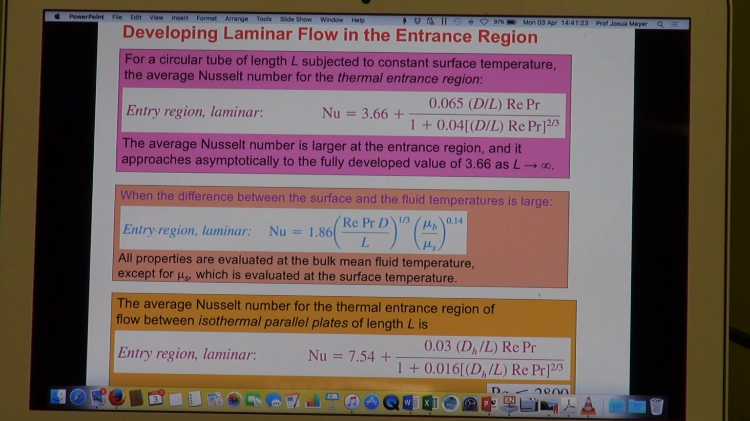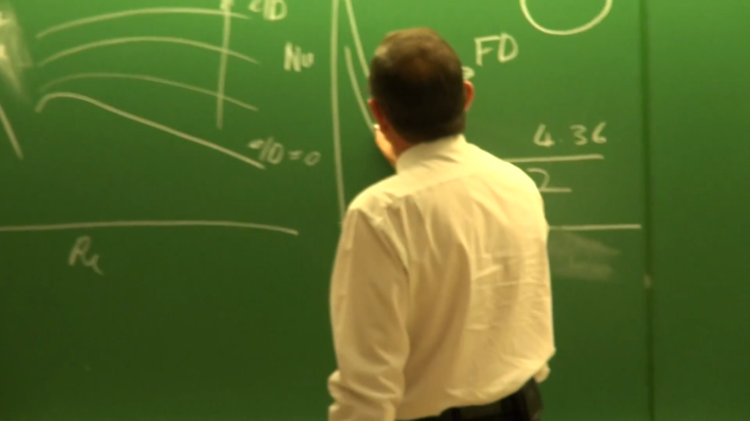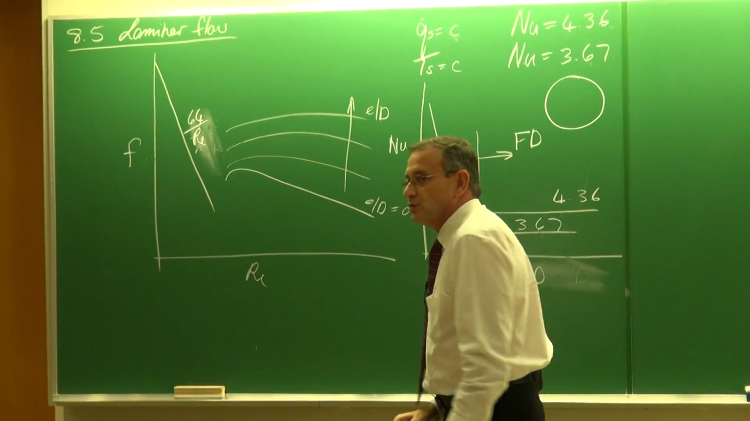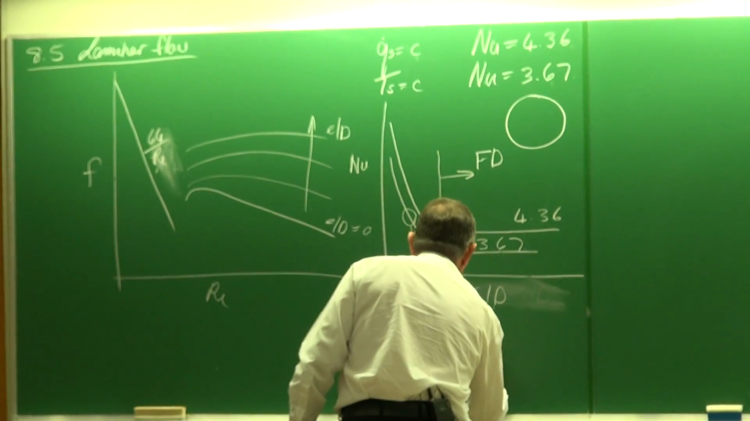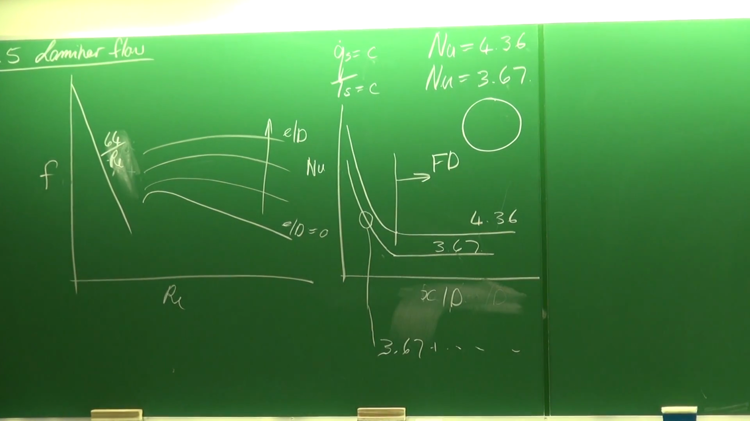Right, now, what you will also see in your textbook is an equation for what is called the developing laminar flow in the entrance region. So this region here, equation for that. And you will see that the first equation on the PowerPoint now starts with 3.66 plus.